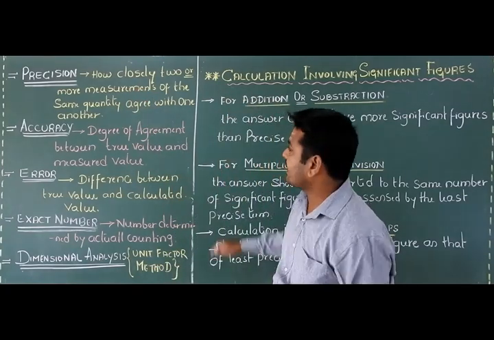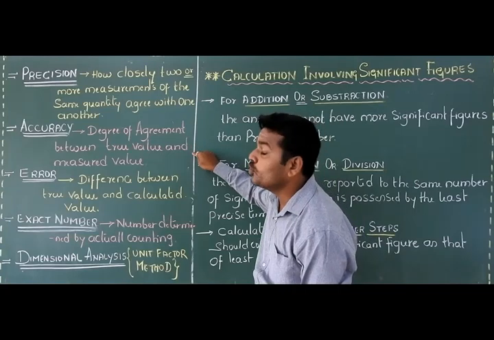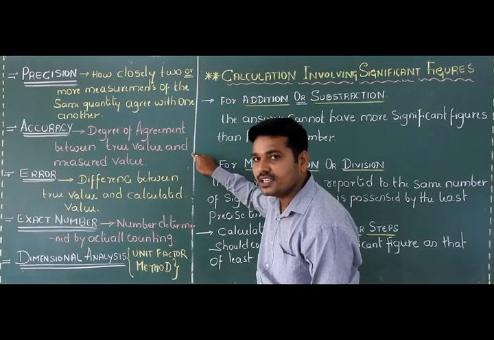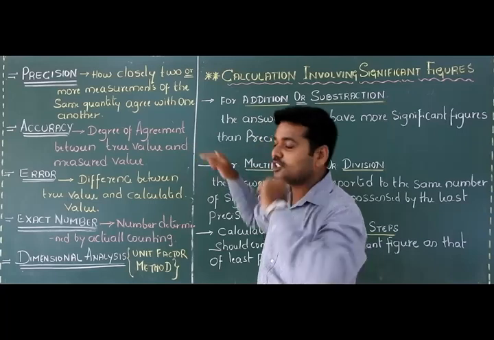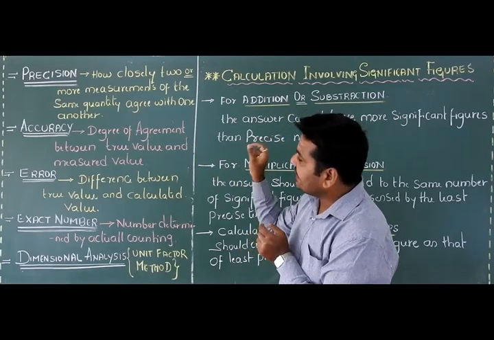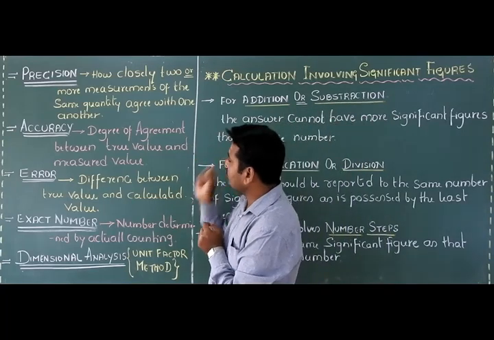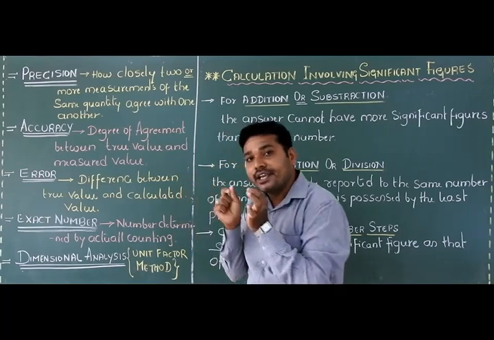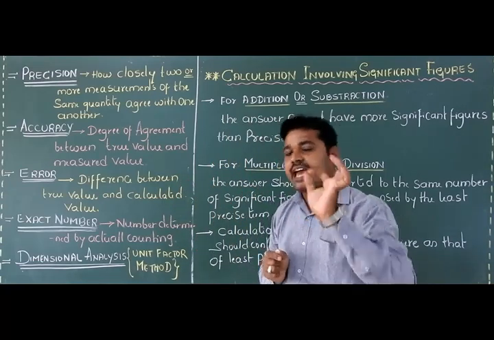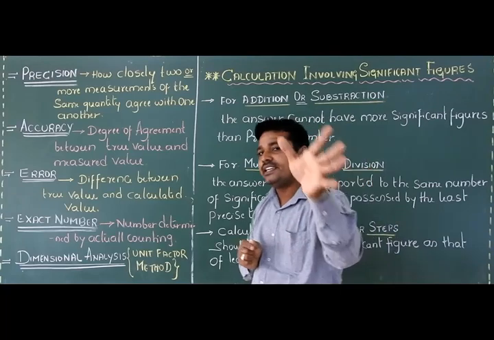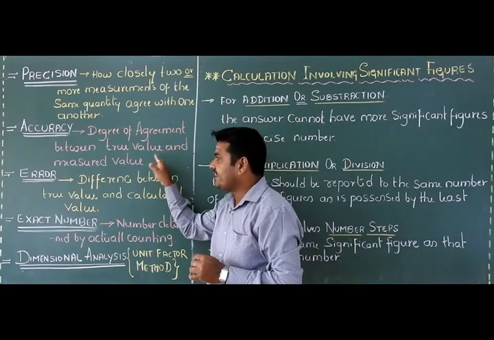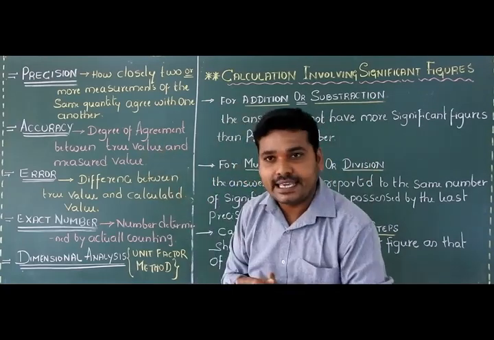And now coming to the second important point, that is accuracy. The second terminology is accuracy, and accuracy refers to the degree of agreement between the true value and the measured value, or calculated value, or determined value. That is nothing but accuracy.